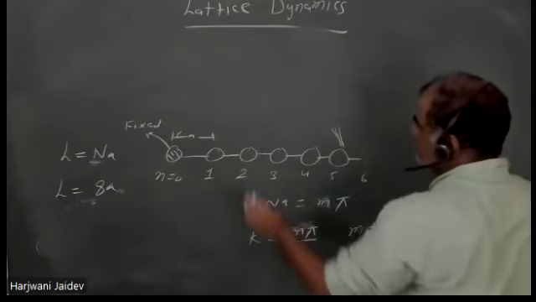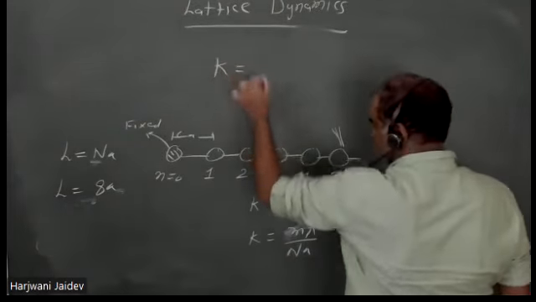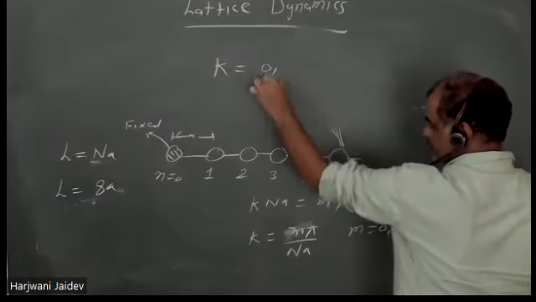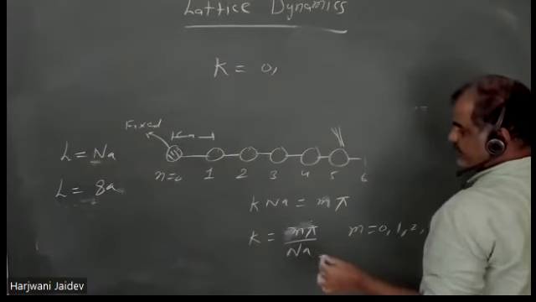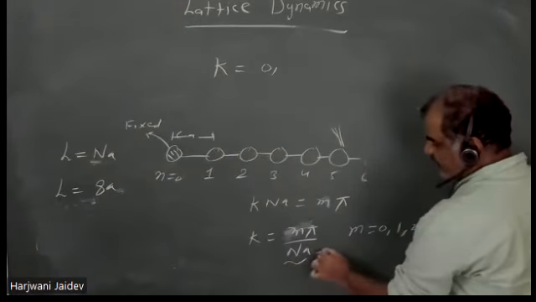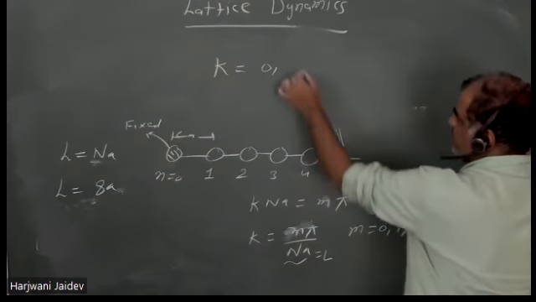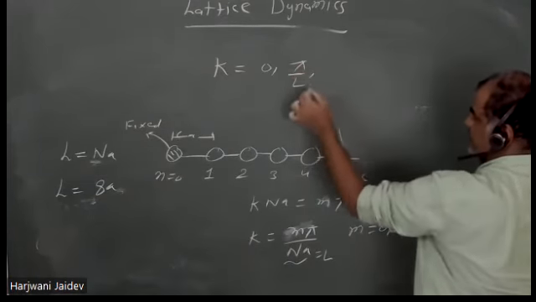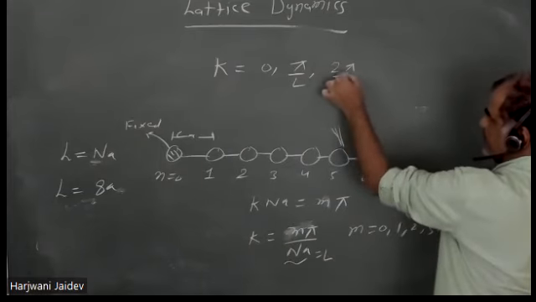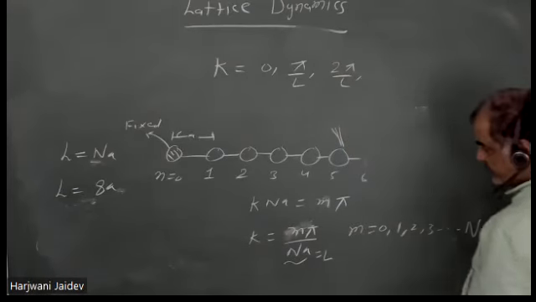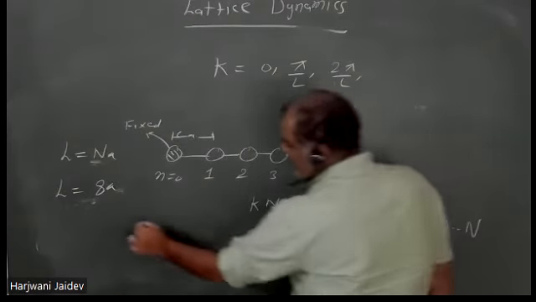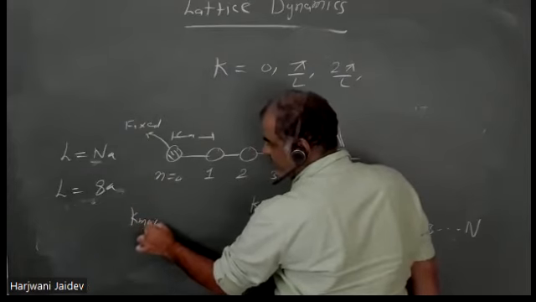so the k values will be what? K value will be 0. Okay, then na is equal to L. So क्या हो जाएगा? Pi by L, then 2 pi by L. Okay, then I told you the maximum value of k can be what?